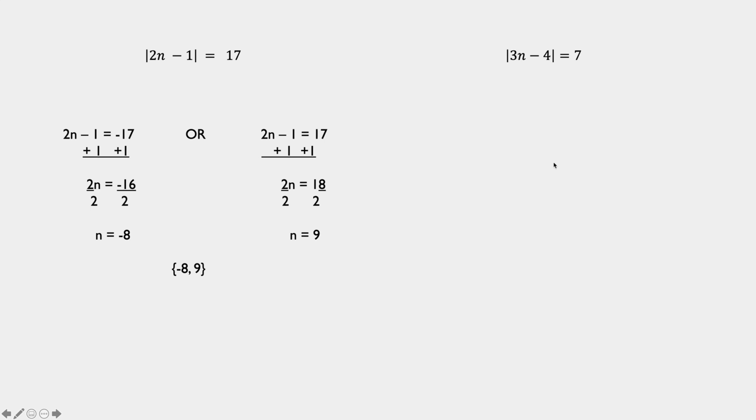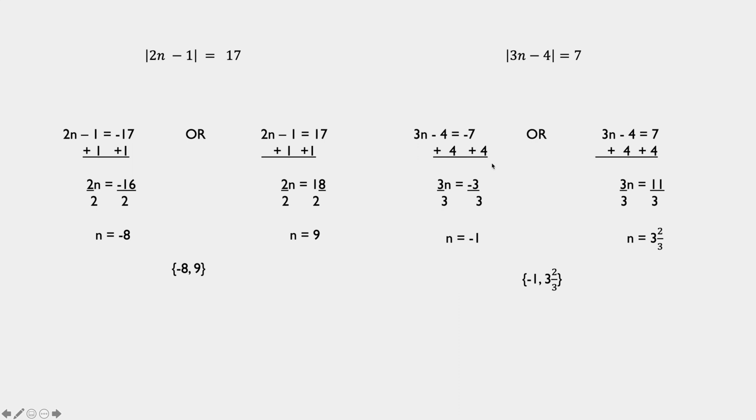Okay, let's check in and see how you did. 3n minus 4 is negative 7, or 3n minus 4 is positive 7. Adding 4 to both sides, 3n is negative 3. Dividing both sides by 3, I get n is negative 1. On the other side, adding 4 to both sides, 3n is 11. Dividing by 3, I get 3 and 2 thirds. There are my answers in set notation: negative 1 and 3 and 2 thirds.